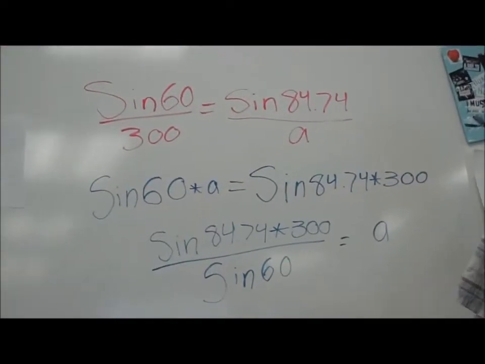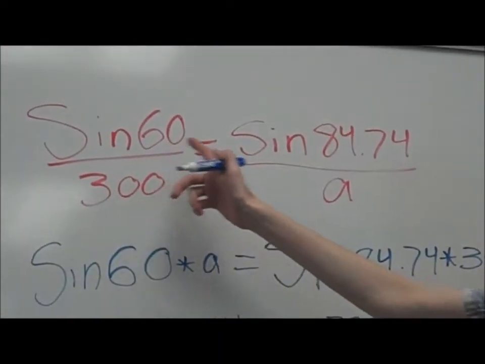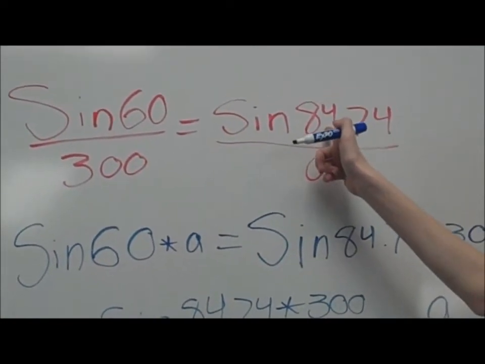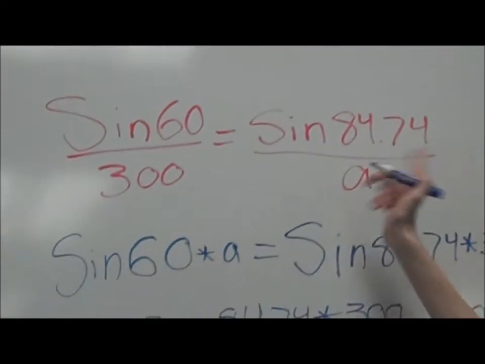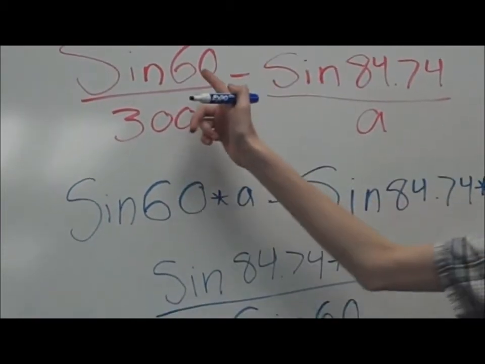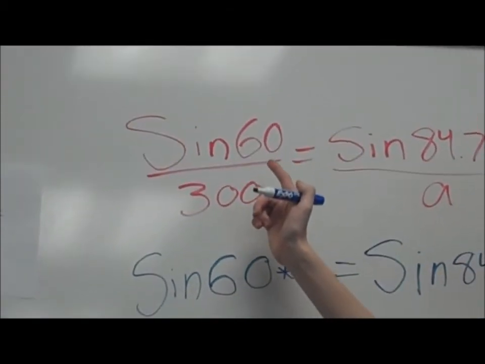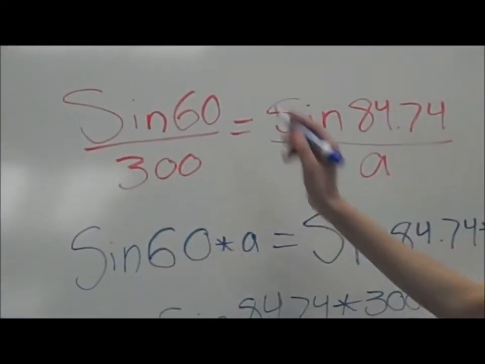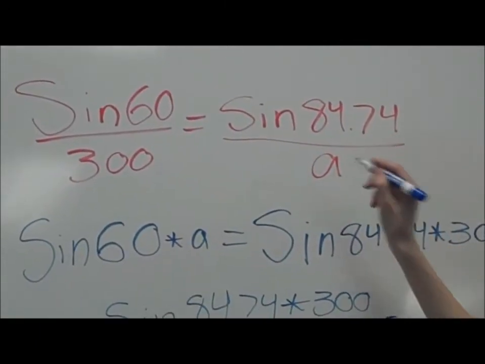Now that we know this angle, we have to find this side because we know this angle. Now, when we find it, we just do the same thing, but instead of putting in the side that we know, we put the angle that we just found for the corresponding sine we want to find. But for the equal, you want to use the side that's given in case you ever made a small mistake. Plus, it's more accurate because you don't have to round. So now we have sine of 60 over 300 equals sine of 84.74 over A.